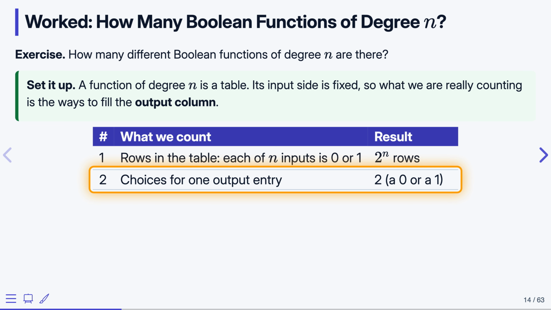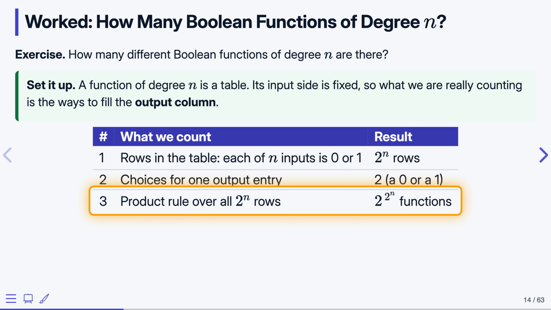Step 2. How many ways can we fill one output entry? 2. A 0 or a 1. Step 3. Now the product rule again, over all 2 to the n rows. 2 choices each time gives 2 raised to the power 2 to the n, that is the answer.